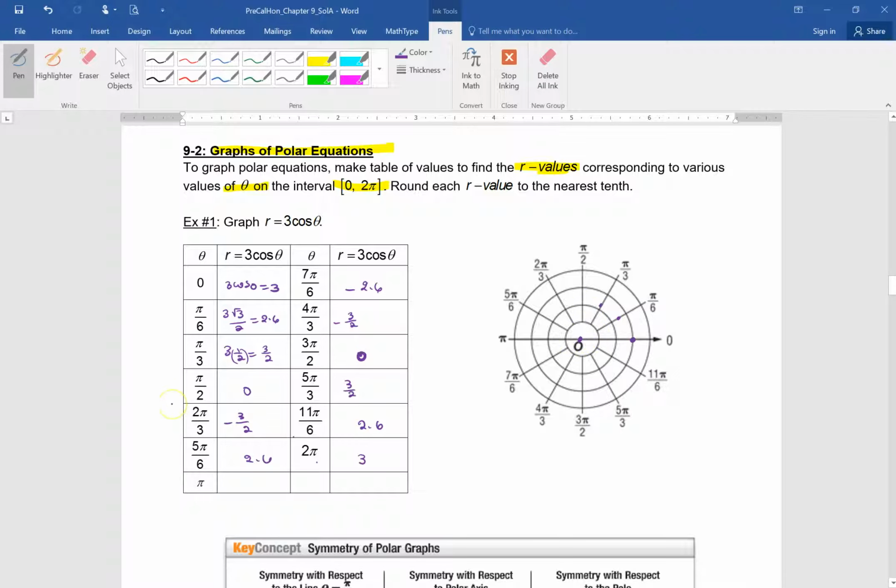And then at 2 pi over 3, it's -1.5. So where is 2 pi over 3? 2 pi over 3 is here. -1.5 means I am here. I went too far. Here, right? Did I do these wrong? Just the pi over 3. It's supposed to be 1.5.